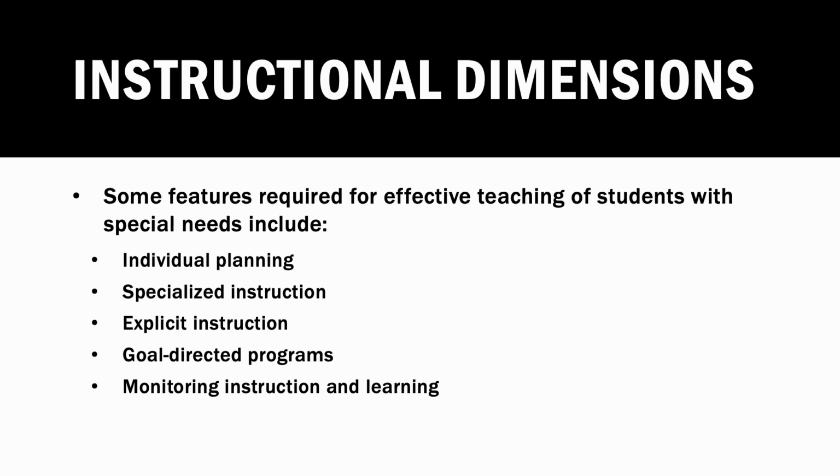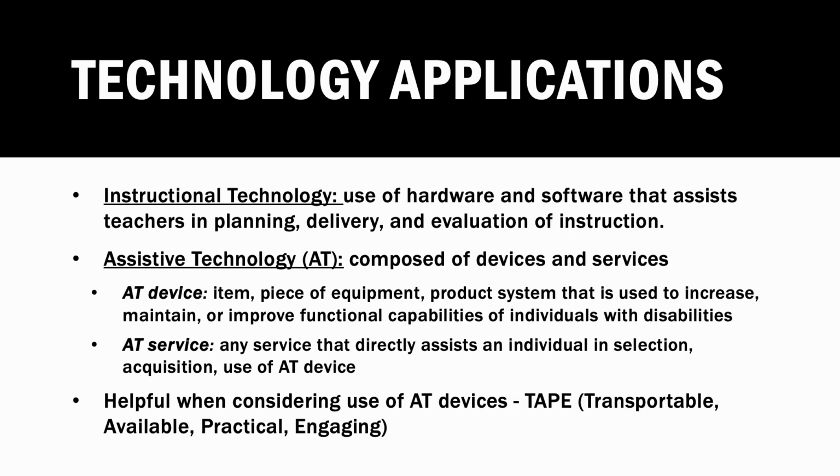Some instructional dimensions or features that are important for effective teaching of students with special needs include a lot of the things that we talk about in this module for the IEP, but things like individual planning, specialized instruction, explicit instruction, goal-directed programs, and then monitoring the instruction and learning.